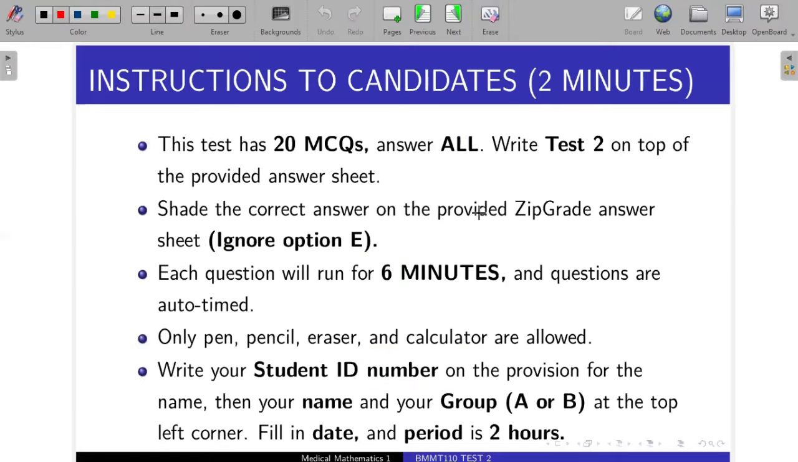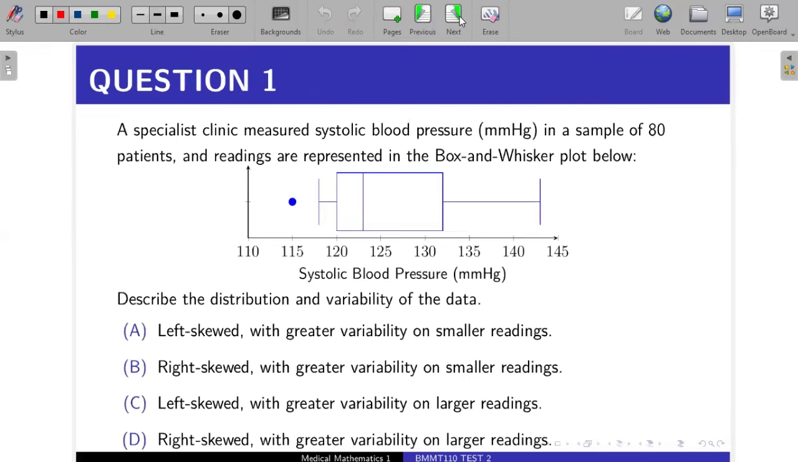Okay, so let's go to the questions. So there are 20 multiple choice questions. We're going to answer all of them. Okay, so this is question 1 here.